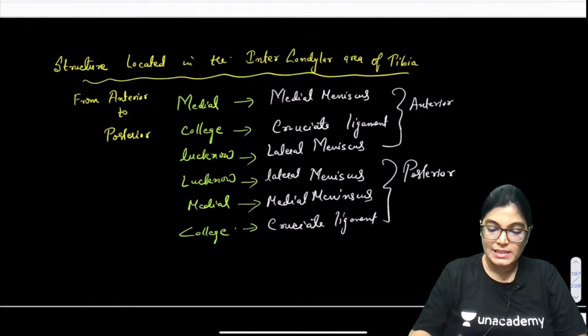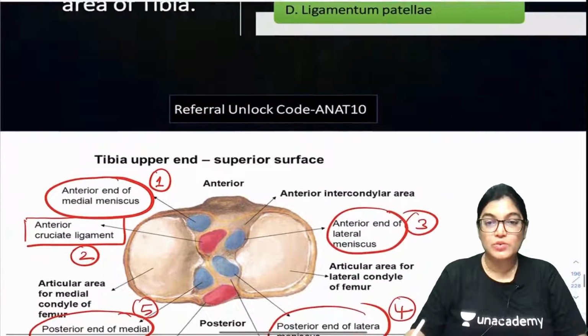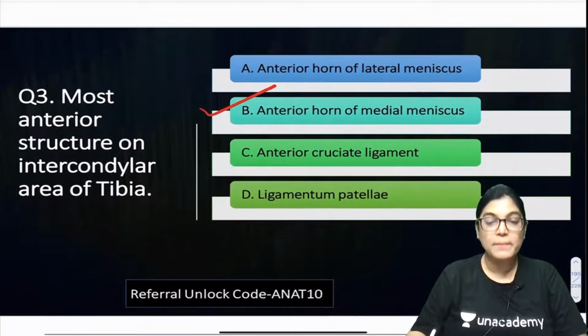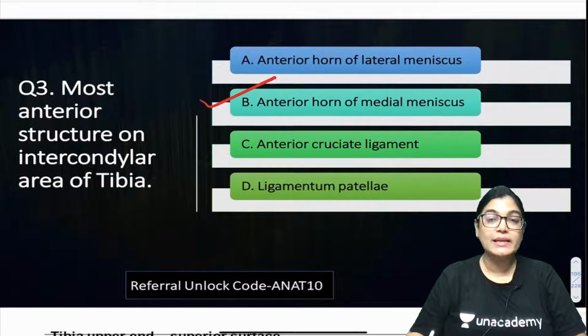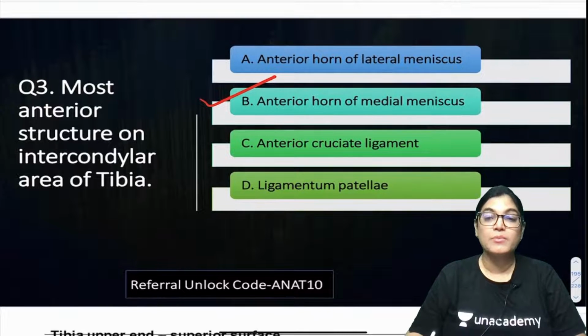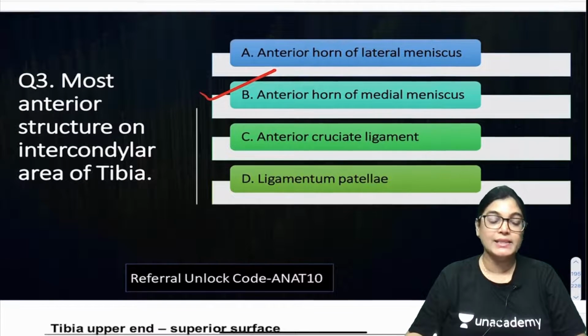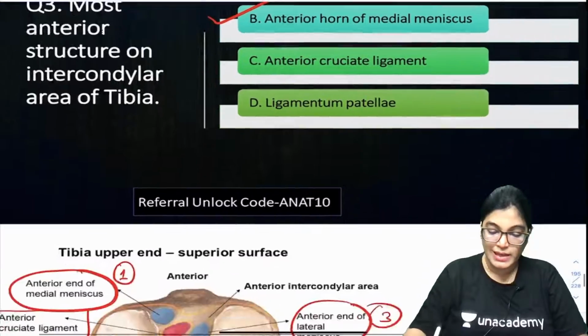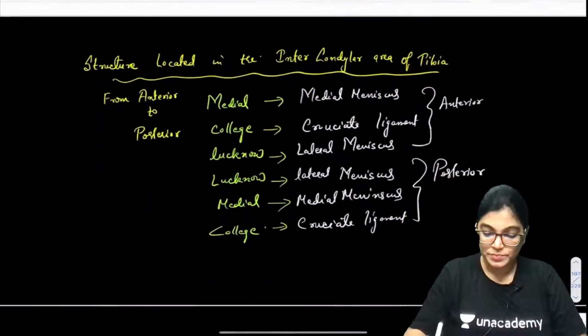So that is the reason the correct answer for this third MCQ is B. Anterior horn of medial meniscus is the most anterior structure lying in the intercondylar area of tibia. So let's move on to the 4th MCQ.